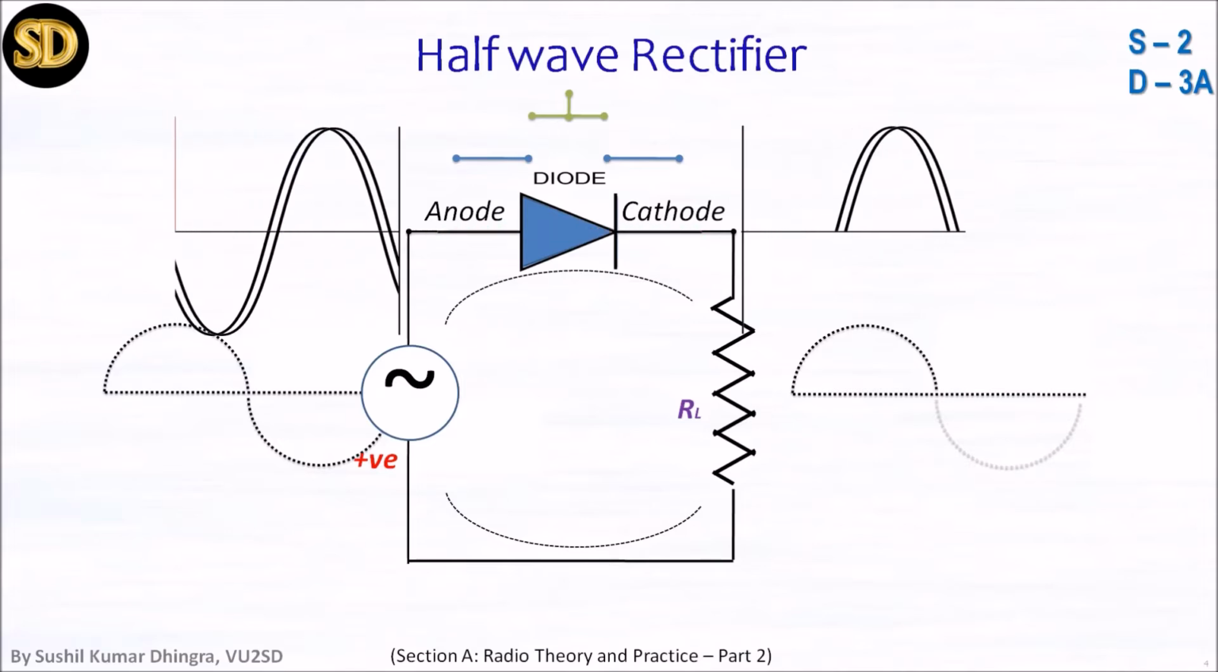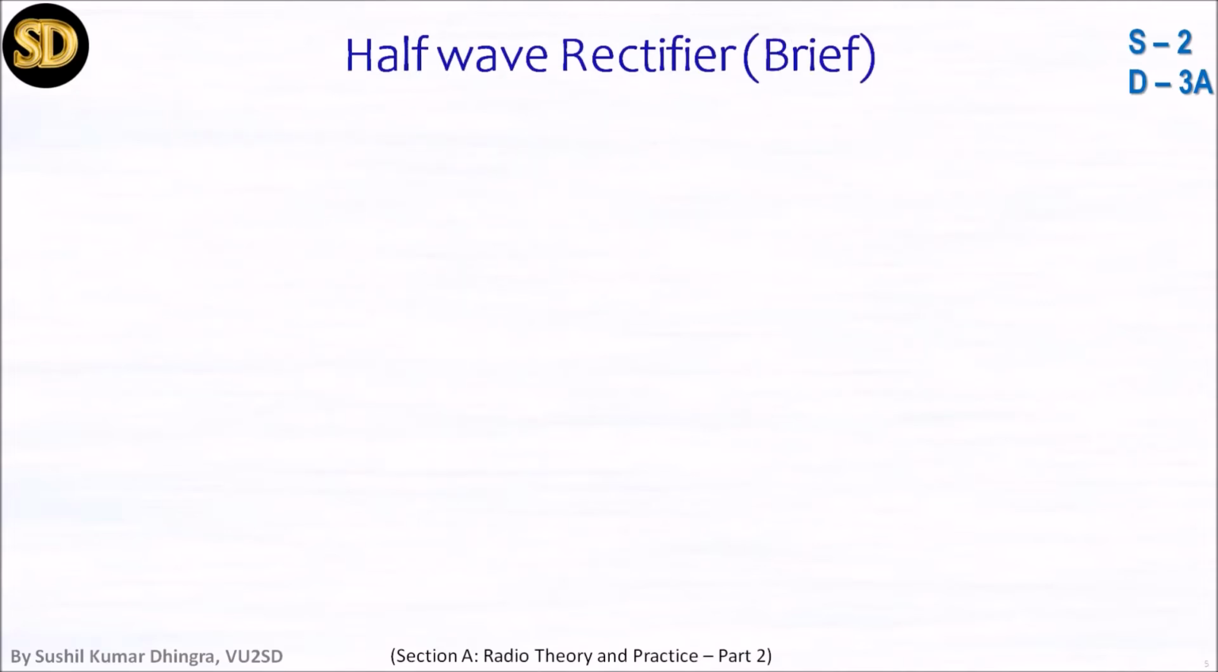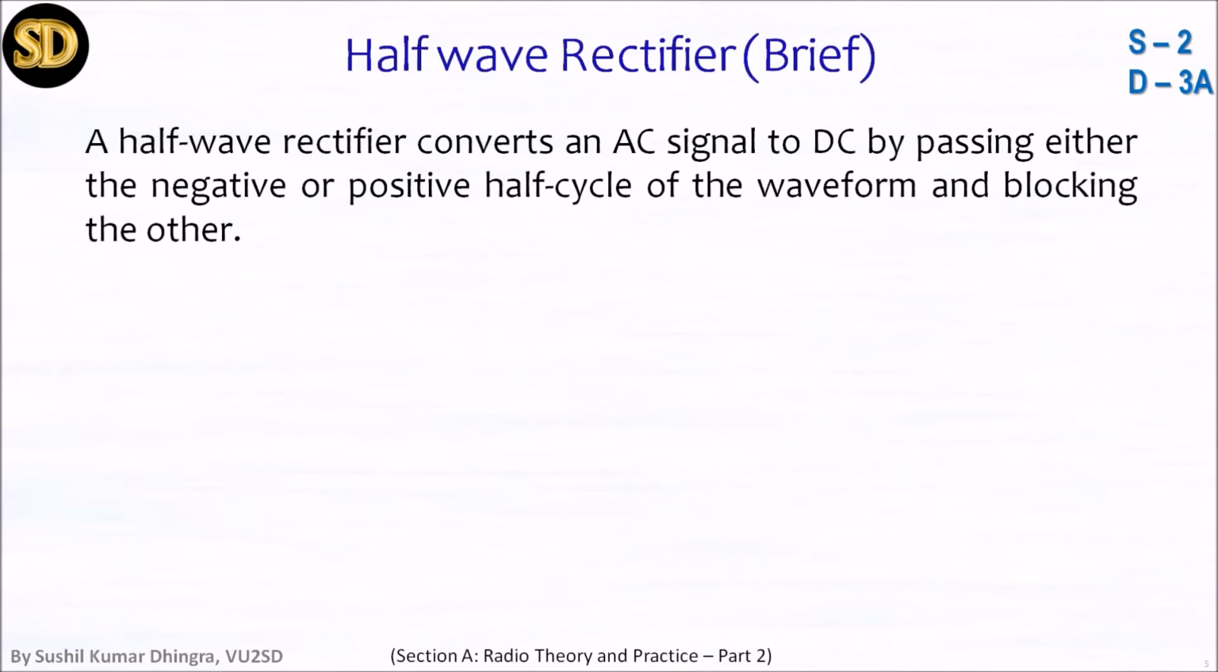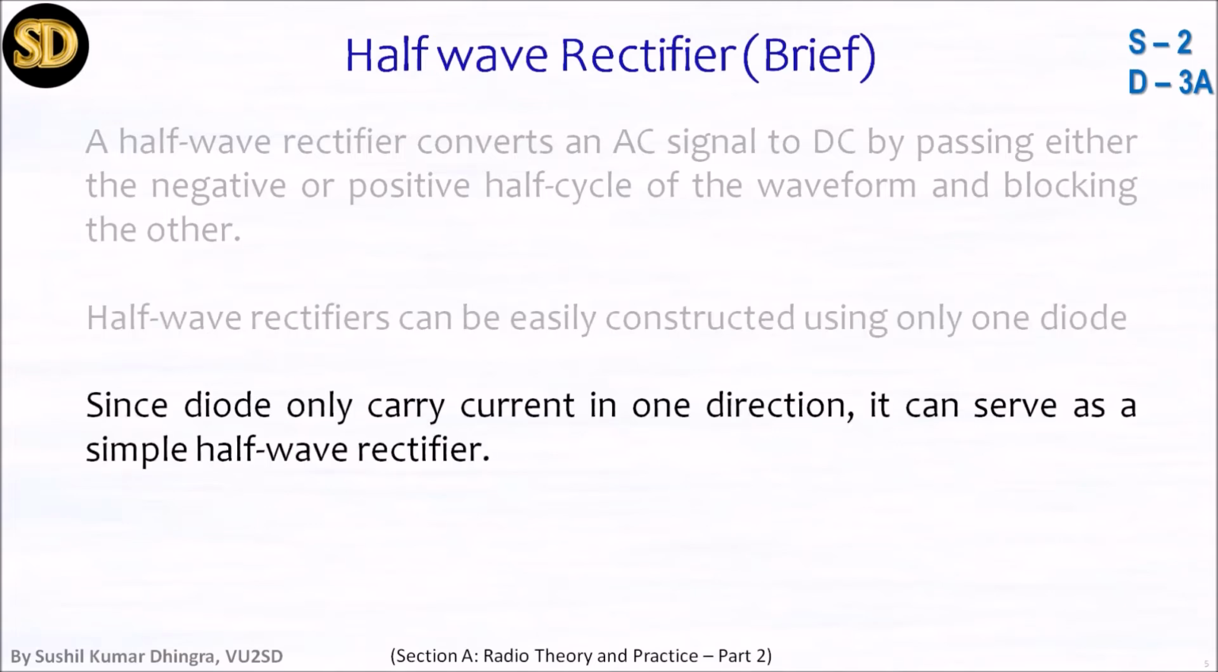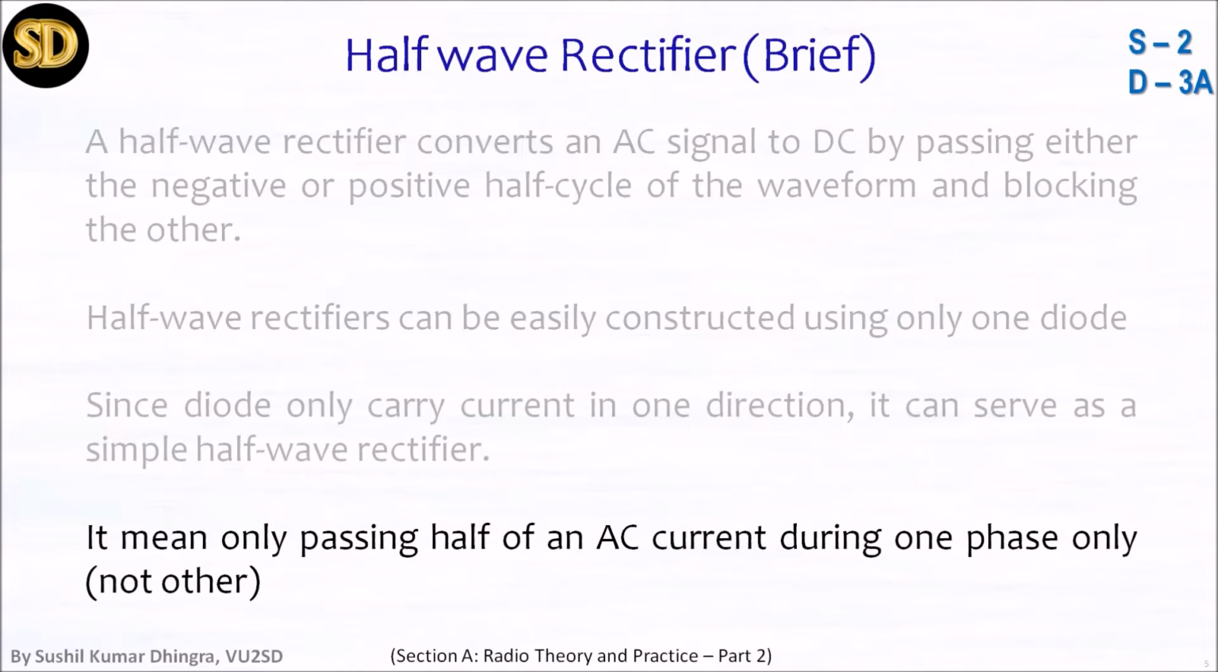Coming to the next, in brief, a half wave rectifier converts an AC signal to a DC signal by passing either the negative or positive half cycle of the waveform and blocking the other, depending on connections. A half wave rectifier can be easily constructed using only one diode. Since a diode only carries current in one direction, it can serve as a simple half wave rectifier. It means only passing half of the AC current during one phase, but not in the other phase.